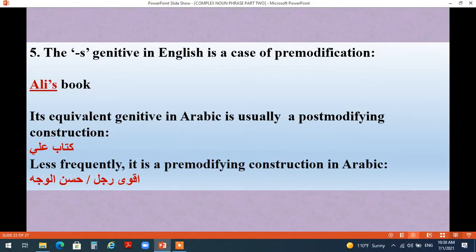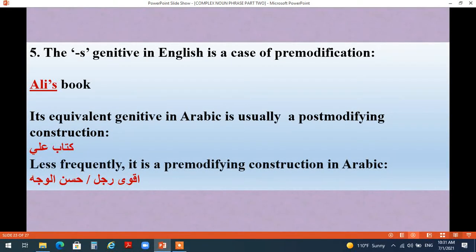Number 5. The S genitive in English is a case of pre-modification. نلاحظ أن استخدام S التملك عادة هي pre-modification لأنها تسبق الاسم. حين نقول مثلا علي's book، البوك هو الhead noun which has been pre-modified by using the S genitive. إذن هو نوع من أنواع pre-modification في اللغة الإنجليزية. Its equivalent genitive in Arabic is usually a post-modifying construction. إذا ترجمنا نفس المثال إلى اللغة العربية سنقول كتاب علي.